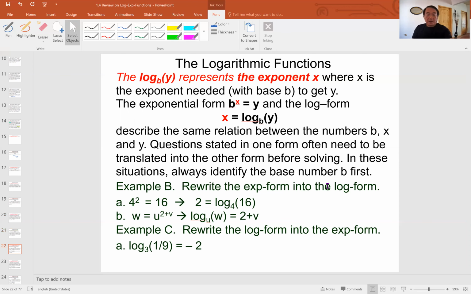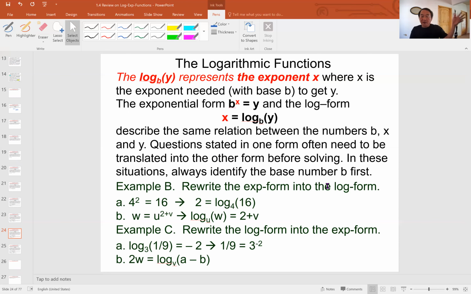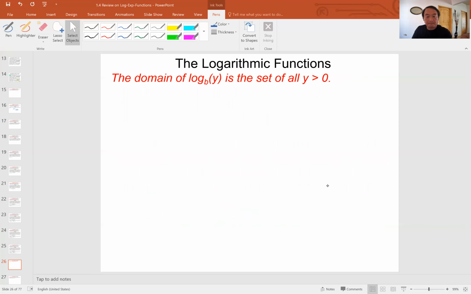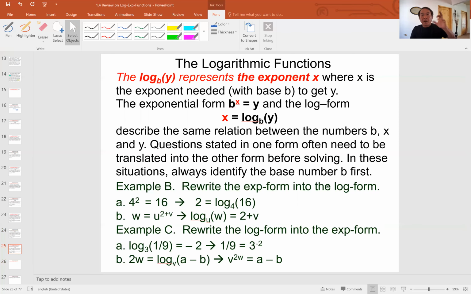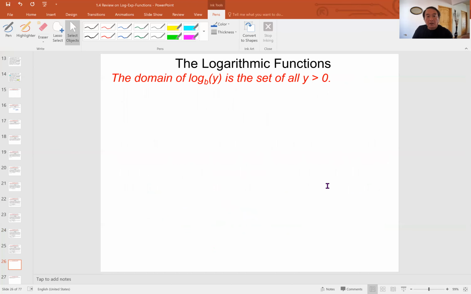And vice versa, we can write log form back to exponential form easily. When I look at something like that, what's the base first? The base is 3. Then write down 3, raised to the power -2, gives 1/9. Here the base is v, the power is 2w, whatever the log is, and that's supposed to give us a minus b. Okay. So this is how we go back and forth between exponential and log.